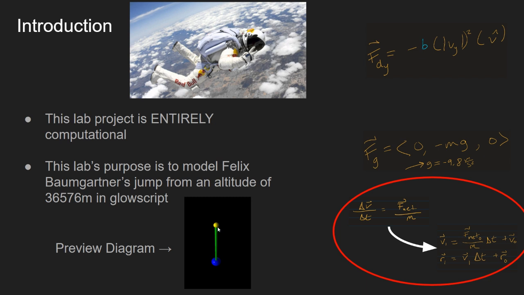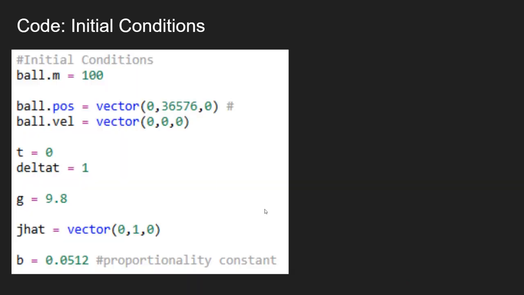And then right here is just a preview of the little picture my GlowScript drew at the end, where yellow is where he started, blue is Felix, and then green is the path he took to get from there to there. So here are my initial conditions for the code. I had the ball mass, the ball is just Felix, his weight added to the equipment weight, which I estimated to be about 100 kilograms.